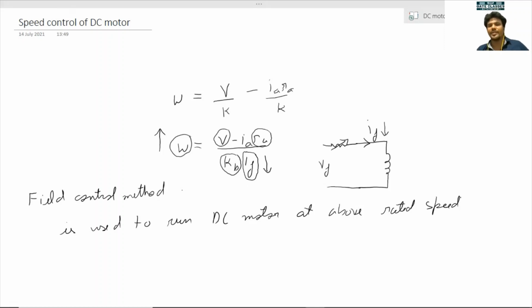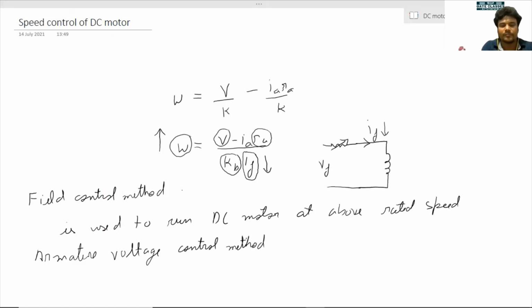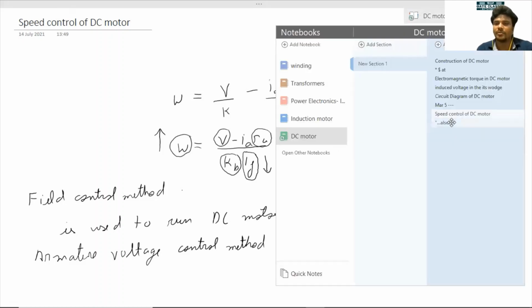If we want to decrease the running speed, then what do we need to do? The IF control will not help. The field control method will not help. So that method is called armature voltage control method. We can just learn this. Let us do one more slide.